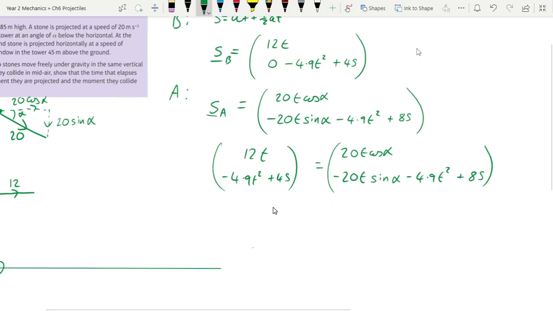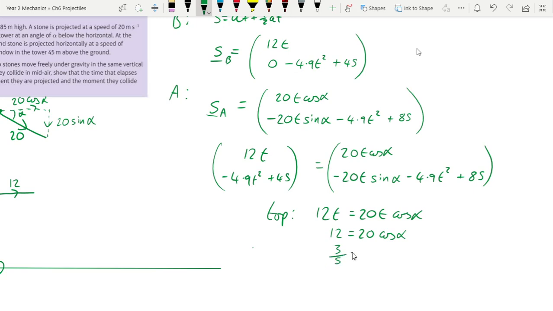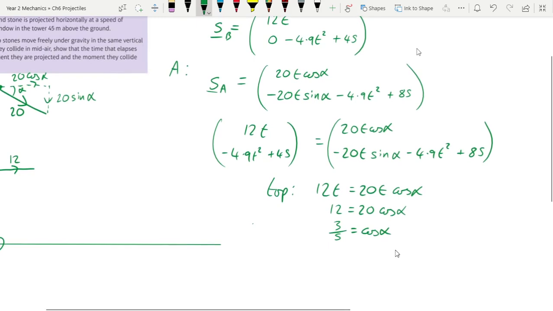So if I just look at the top equations, I've got 12t equals 20t cos alpha. If I divide it all by t, then 12 equals 20 cos alpha. And I could divide by 20, so 12 over 20, that's 3/5. So 3/5 is cos alpha. And I could use that to then find sine alpha.